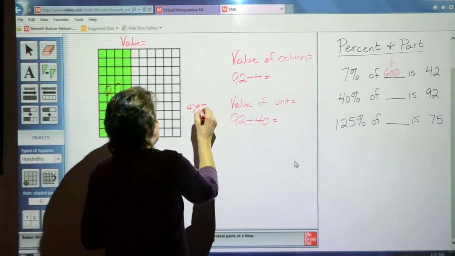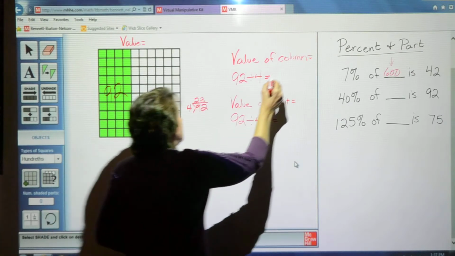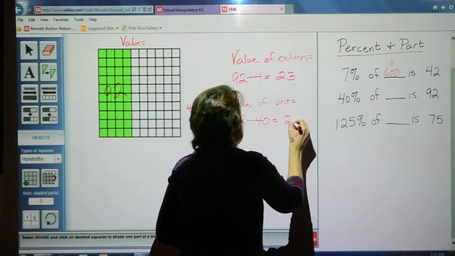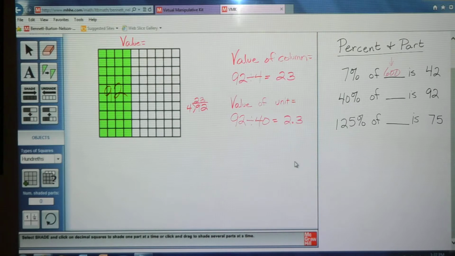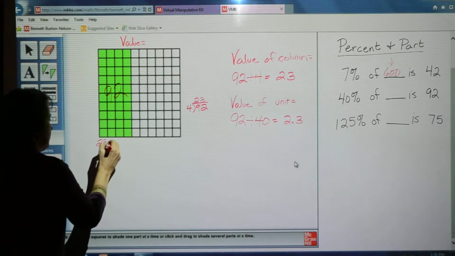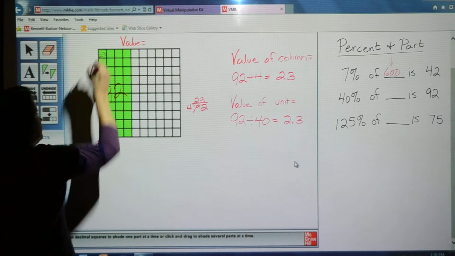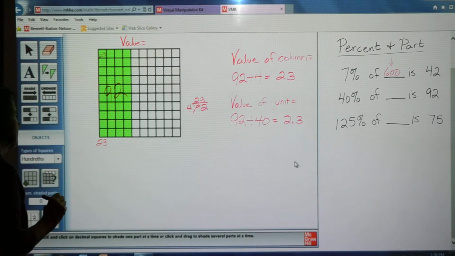4 into 92, 8, 12, 23. That's going to give me 23. And so I know that if I did this other one, which you're welcome to do with your calculator to check, I would come out with 2.3. So what do I know? I know that the value of each column is 23. I know that the value of each square is 2.3. I can use either one to figure out the total value of the thing.